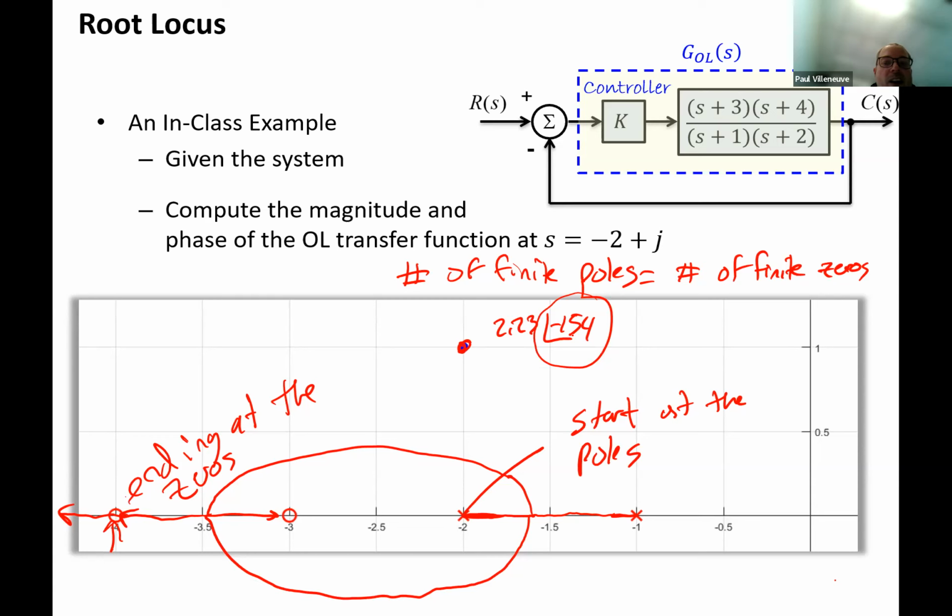And then the way that we know if this is equal to plus or minus 180, then what we do is we say K is going to be equal to 1 over GH. So we plug in our value for S over here, we get the magnitude of that, and then that gives you that value of K when it crosses a valid point. Okay, so that's kind of the summary or the discussion of root locus.